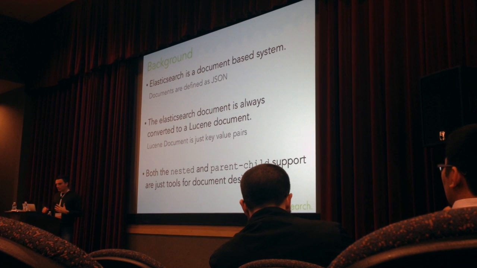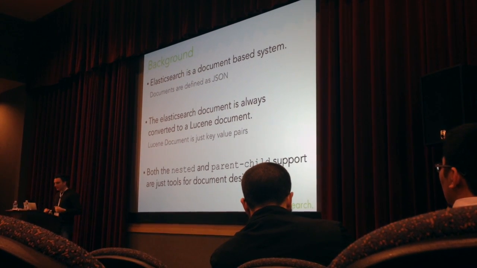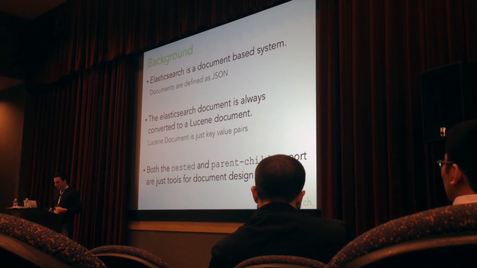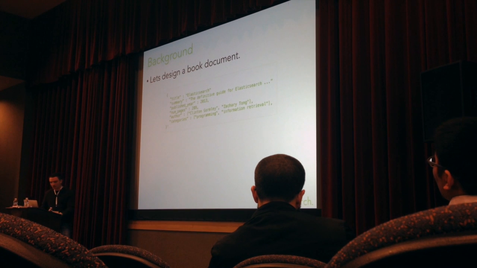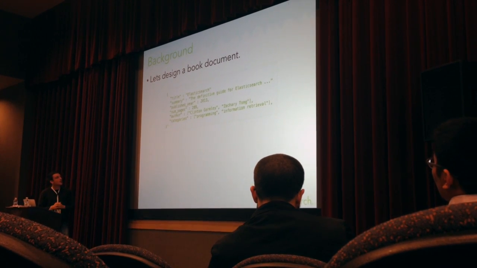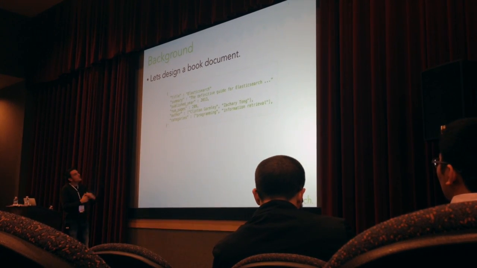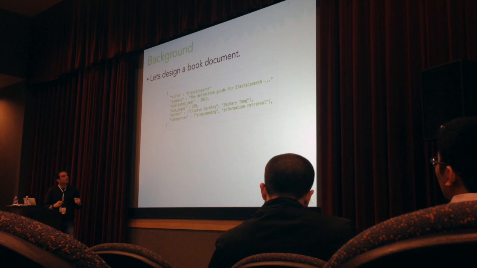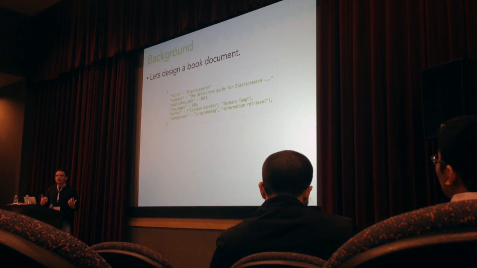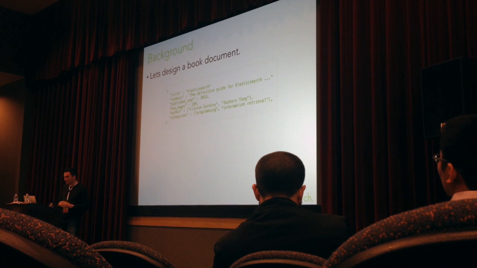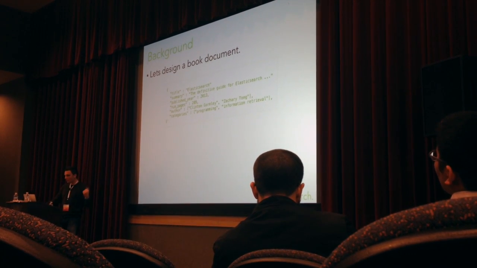The nested and parent-child support in ElasticSearch are just tools for document design. So it allows you to create the best document design for your specific application. Let's take a look at an example document for designing a book. In this case, we designed a book with title, summary, publisher, pages, author, and chapters fields. What you can see here is that the publisher and the pages fields are integers, and if you haven't defined a mapping for those fields, they will be treated as integers in ElasticSearch. That's the default.